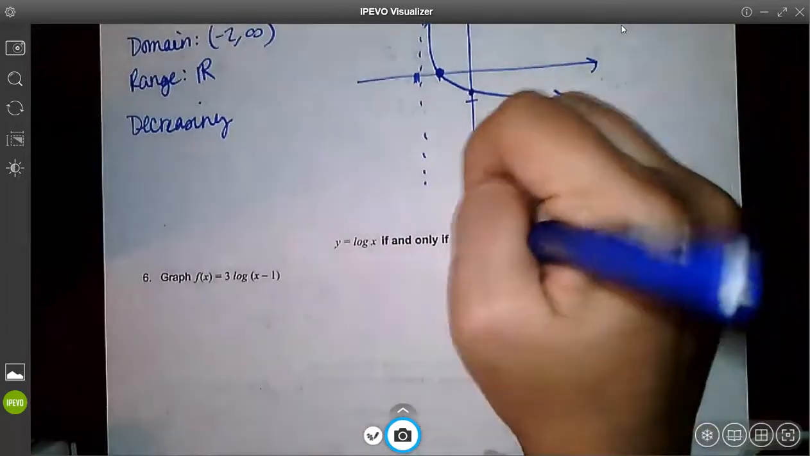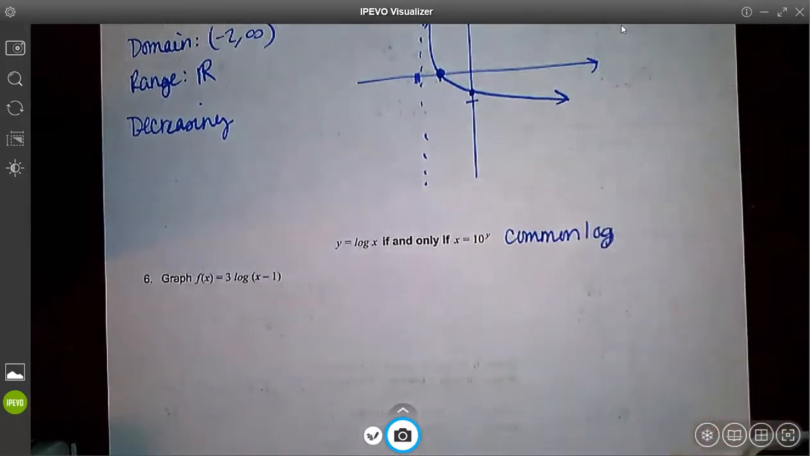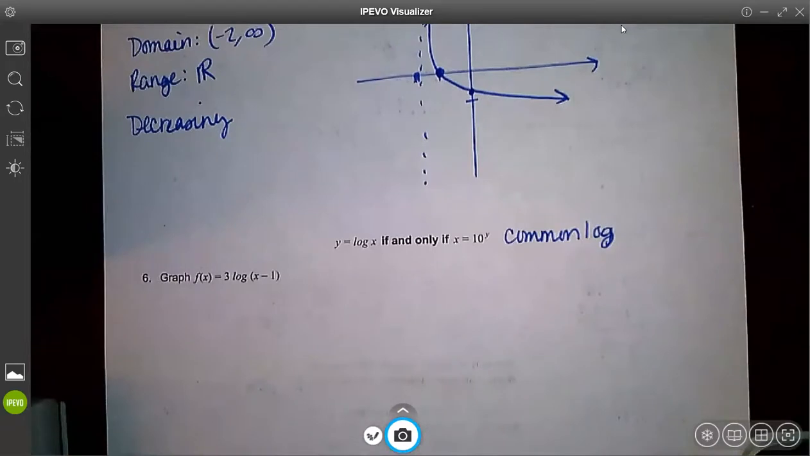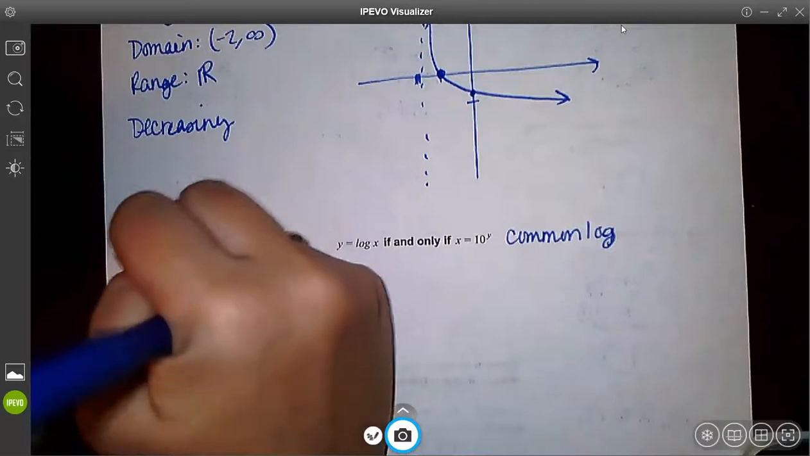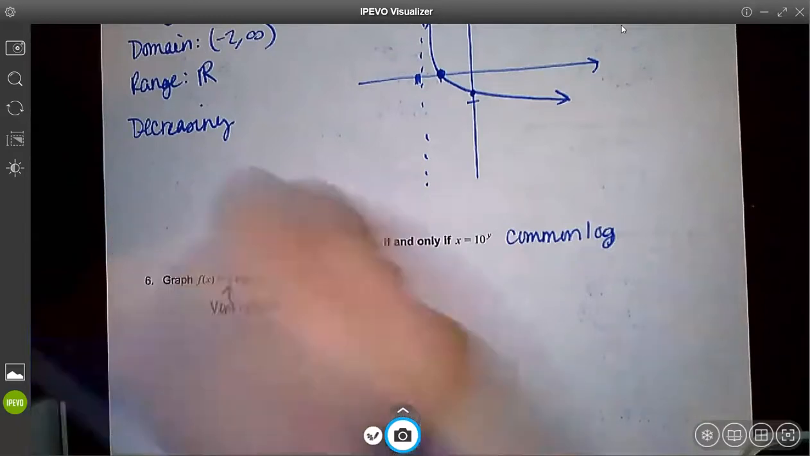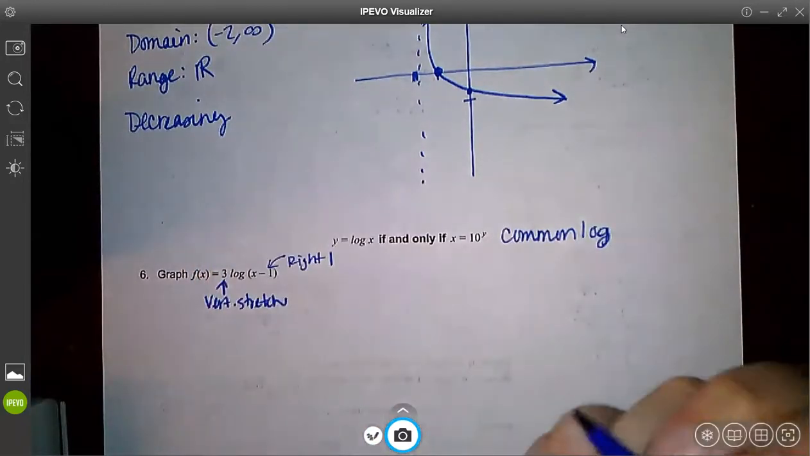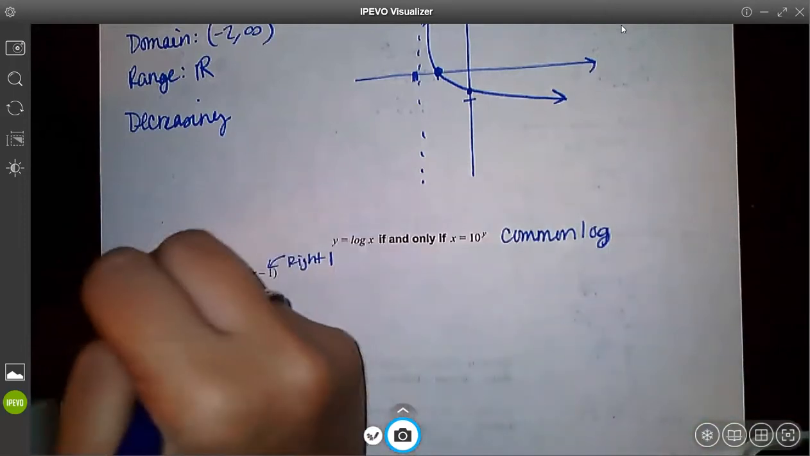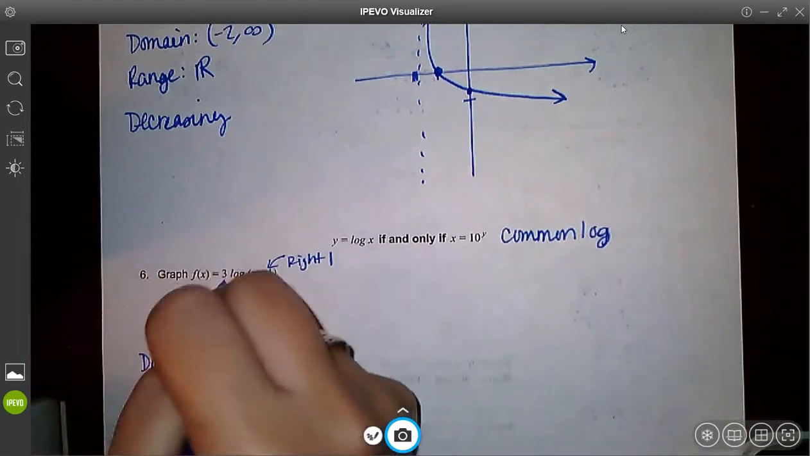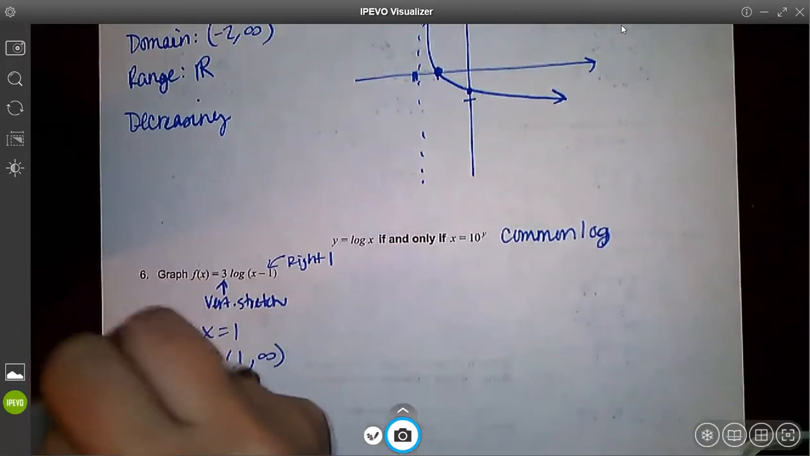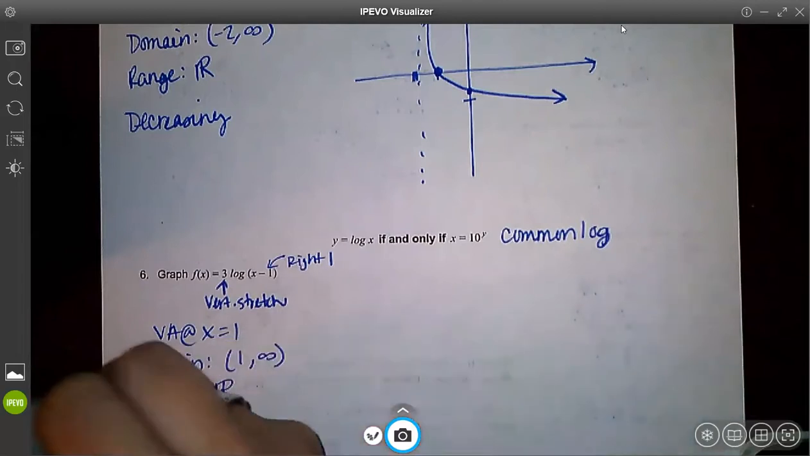This is the common log. We talked about that already. Log base 10. So what we've got here is log base 10. We have 3 log of x minus 1. This is a vertical stretch. It means it's growing more quickly. And this means we're going right 1. So we have a vertical asymptote at x equals 1, which means our domain is going to be from 1 to infinity. Our range is still all real numbers. And because there's no reflection, we are going to be increasing.